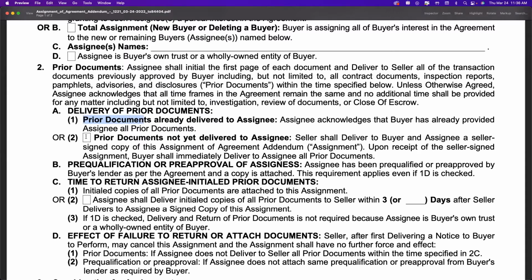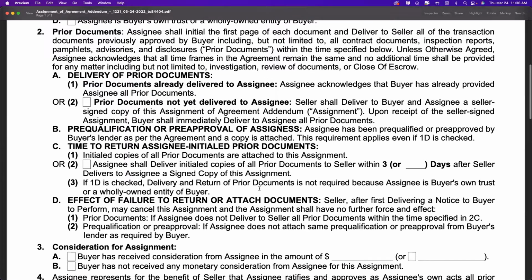Or if you haven't had a chance to do it, maybe you haven't received them yet, then you would check this box off right here. Okay? It already, by default, says the assignee has been pre-qualified or pre-approved by buyer's lender as per the agreement, and a copy is attached. So you now have to send them a new pre-approval or a new pre-qual that shows the new borrower on there. Okay?